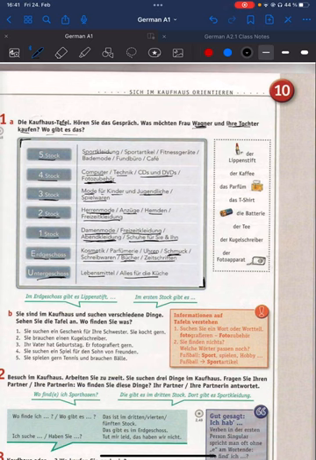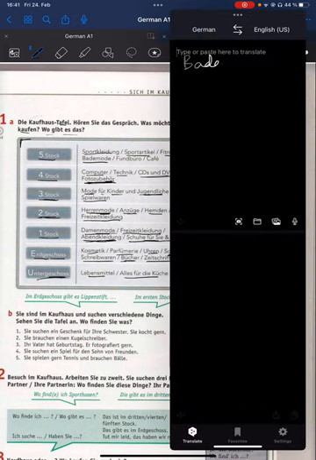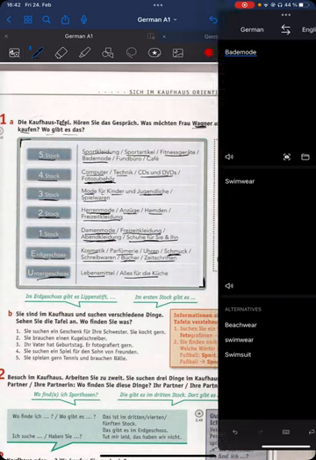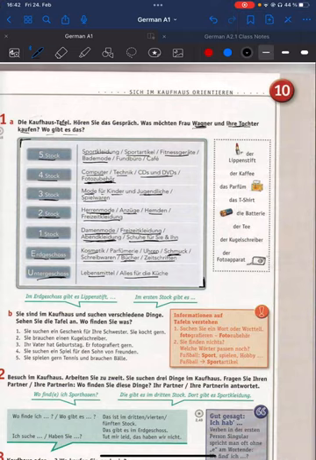Sportkleidung, sportswear, sport articles. This is sport equipment, like you can get cricket bat, hockey stick, skateboards, football, all these things. Fitnessgeräte, fitness equipment. Bademode. Okay, Bad is bathroom, Mode is fashion. Swimwear, okay. I thought some fashion for bathroom. So, Bademode is swimwear. Fundbüro.